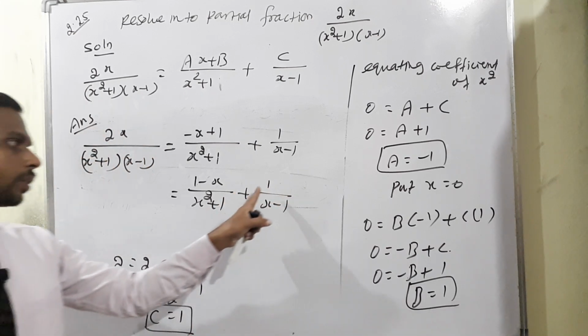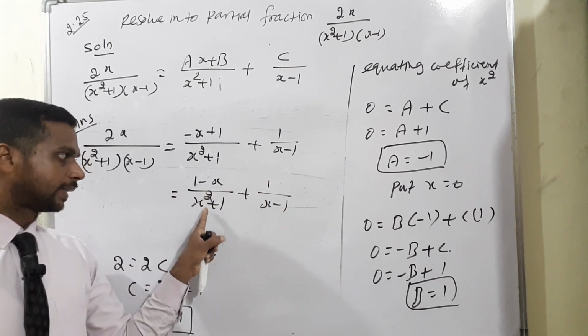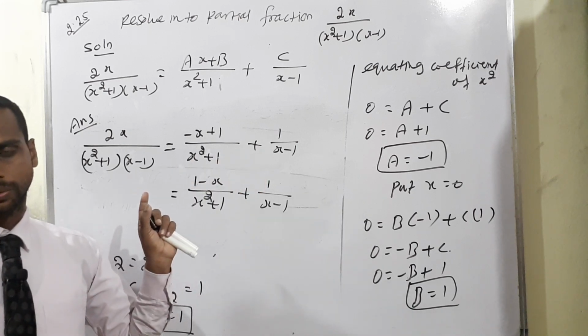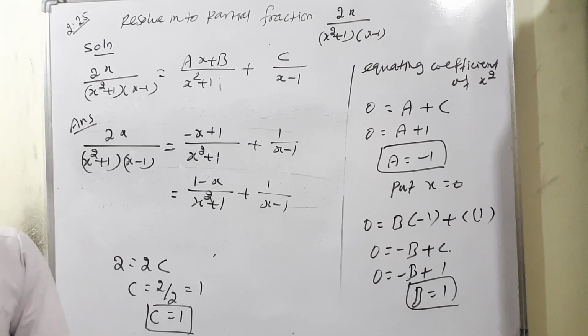I think in your book, starting with the plus sign, this answer will come: 1 by x minus 1 plus 1 minus x divided by x square plus 1. This is also a correct answer, that one is also a correct answer. So we can follow whichever method. Okay, so I will continue with the next question.